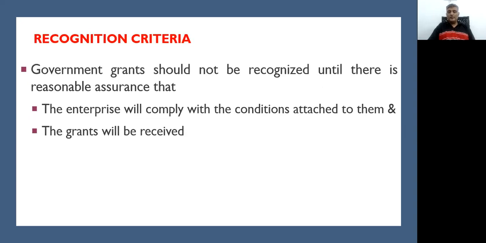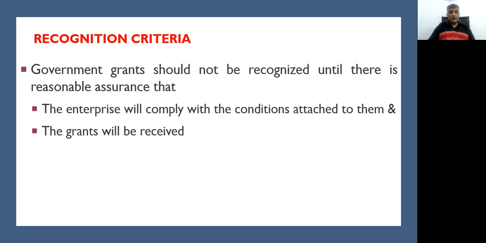The most important thing is, what is the recognition criteria? Government grants should not be recognized until there is a reasonable assurance, note the word, a reasonable assurance that the enterprise will comply with the conditions attached to them and the grant will be received. Two conditions are cumulative. You should have a reasonable assurance that the enterprise will comply with the conditions attached to them. I always told you that whenever you get a grant, you need to comply with some conditions as well. So if you are not sure that we will be in a position to comply with those conditions, then you can't recognize the government grant.